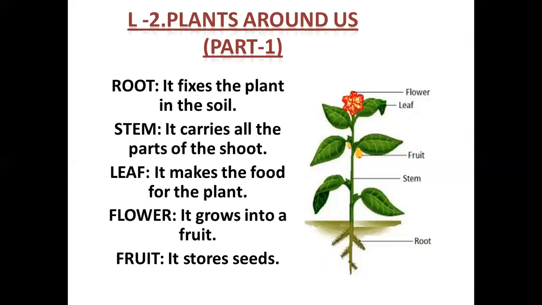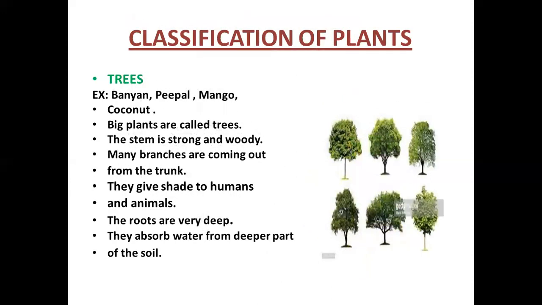Next, these plants are classified into different categories. Now let us learn about the classification of plants. The first one is trees. Here is a picture of trees, and these trees are very big plants, and their stem is strong and woody.